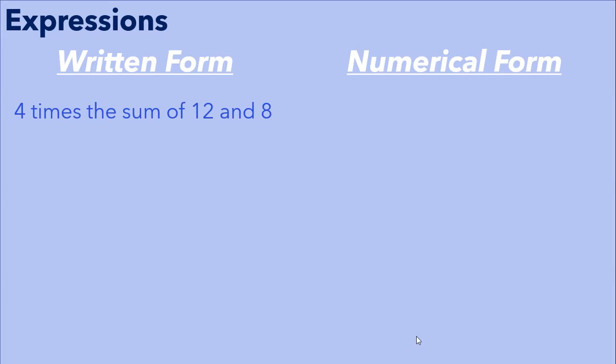Let's get started. Here on the written form side, we see 4 times the sum of 12 and 8. Well, here, 4 times, we know times is multiplication. So we're going to be multiplying 4 times something. The sum is the answer to an addition problem. So we're going to be multiplying 4 times the answer to 12 and 8. If we're going to be multiplying 4 times the answer to an addition problem, we need to be doing the addition first. In order to do the addition first, we need to put 12 and 8 in parentheses. So 4 times the sum of 12 and 8 is 4 times, and then in parentheses, 12 plus 8.